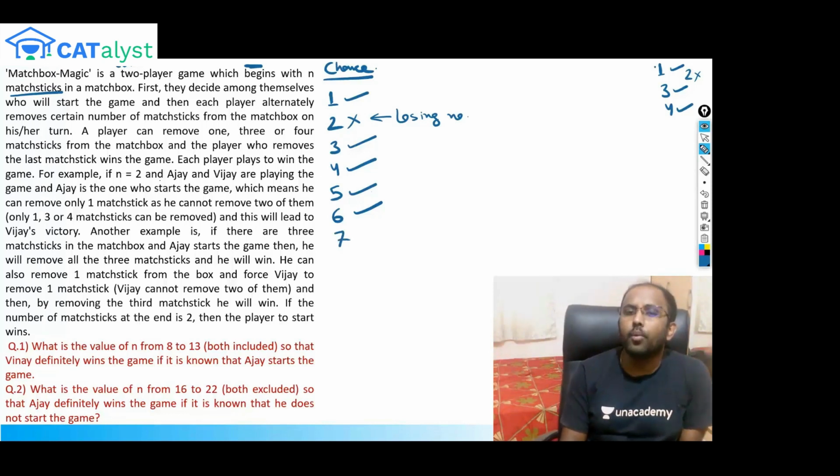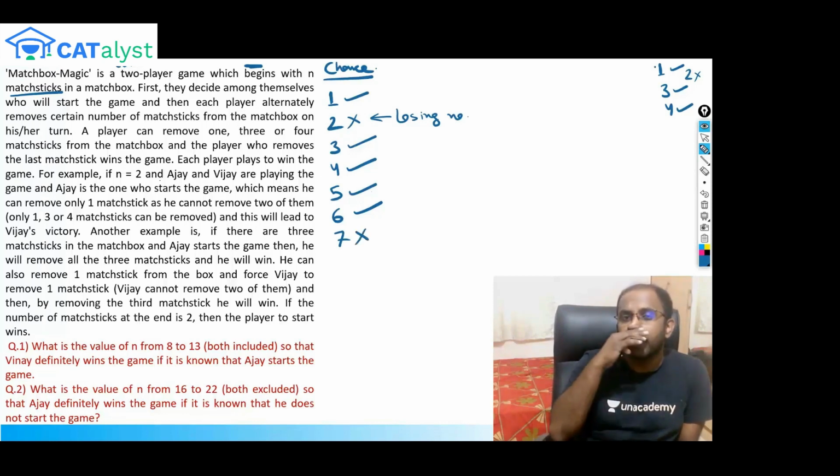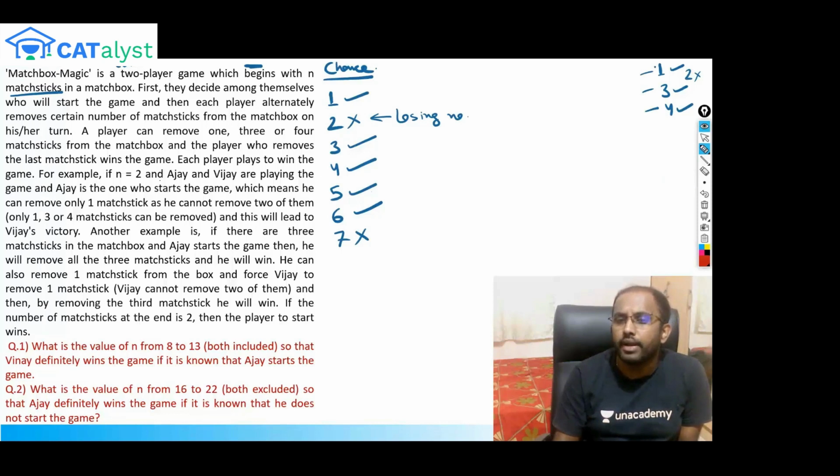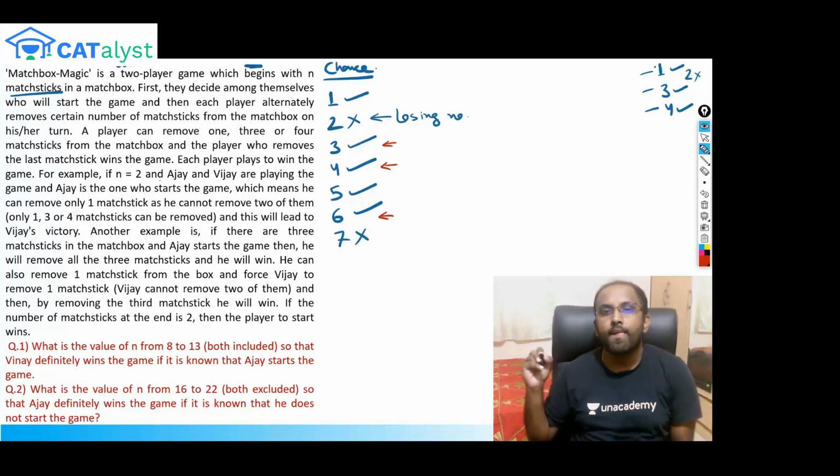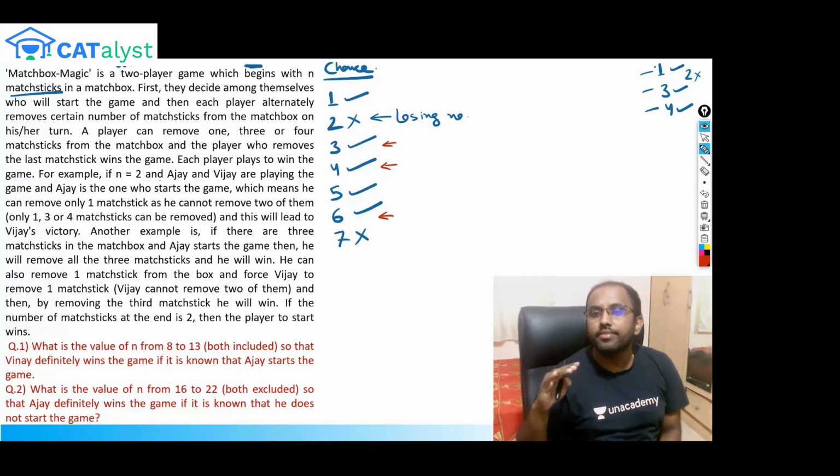At 7, now think over it, right? At 7, is it a losing number for me or a winning number? No, it's a losing number for me, because if there are 7 coins on the table, I can pick 1, 3 or 4 coins. After picking 1 coin, I'll end at 6. After picking 3 coins, I'll end at 4. And after picking 4 coins, I'll end at 3. Correct.